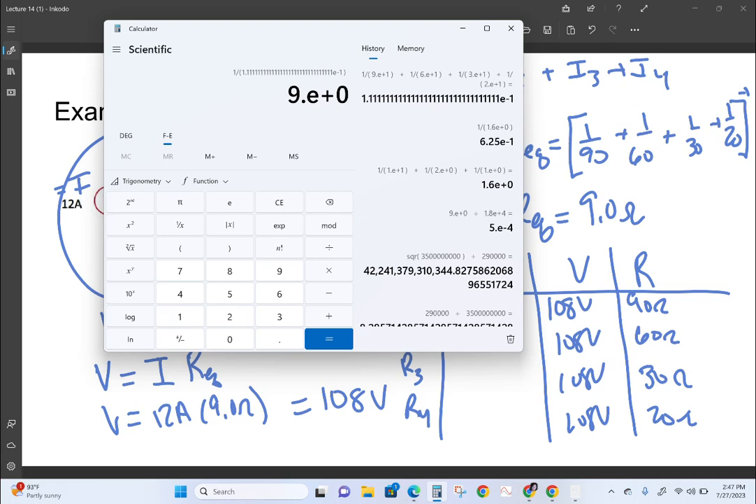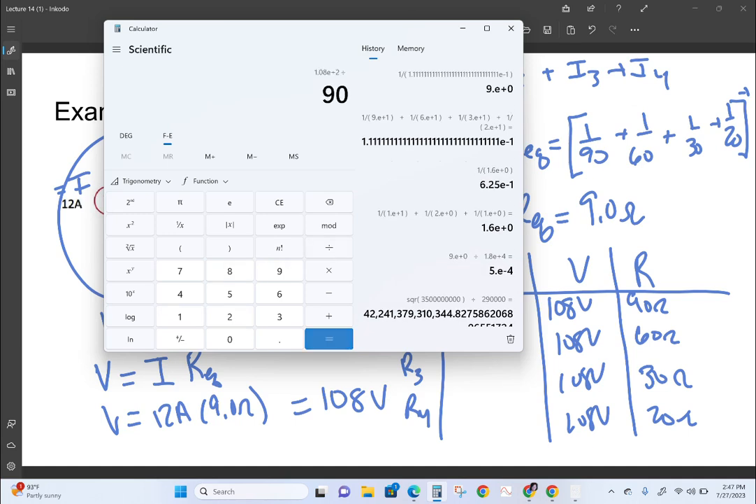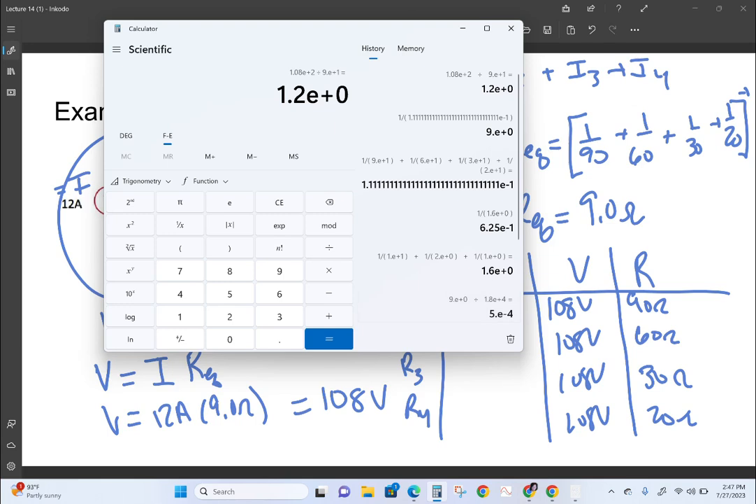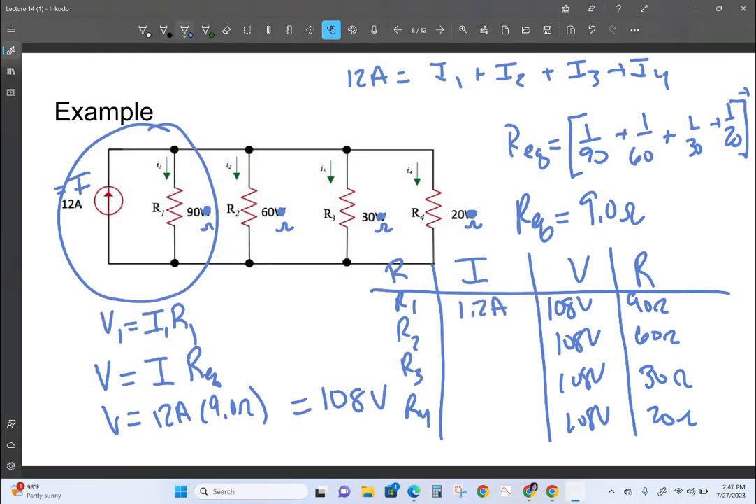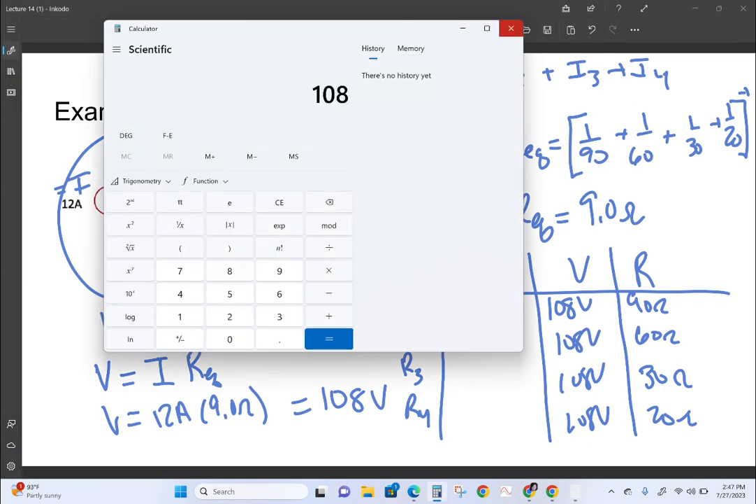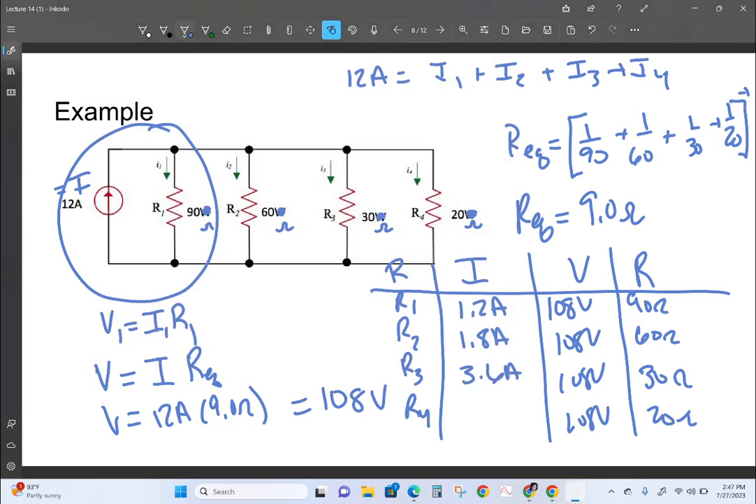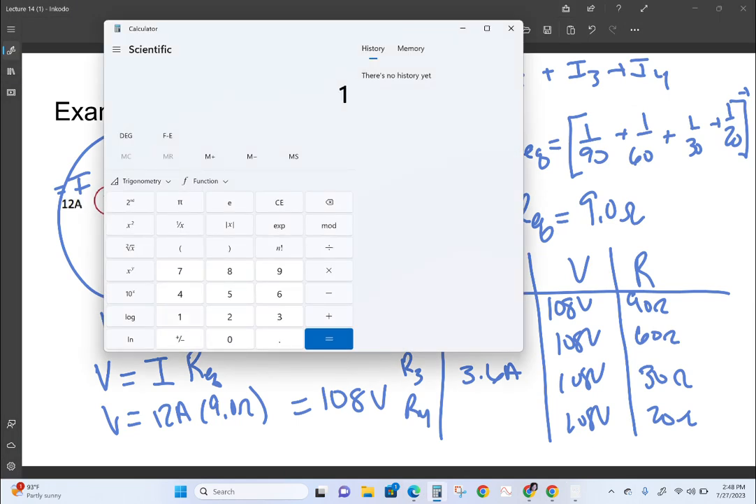So if we want to know the current in the 90, it's going to be 108 divided by 90, which is 1.2. And for 108 divided by 60 is 1.8. So this is 1.2 amps, 1.8 amps. And 108 divided by 30 is 3.6. Notice that half the resistance has twice the current. That makes sense. And a third of the resistance is going to have 3 times the current. Let's just double check that. So this will be 108 divided by 20, which is 5.4.